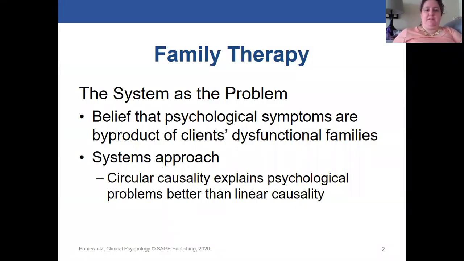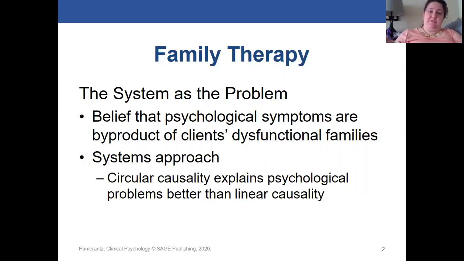So in family therapy, the system is seen as the problem. The system here is the whole family. So it's not one person that's the problem. It's not one relationship. It's the whole family. What's going on with that one person who we call the identified patient, the person who has the eating disorder, the substance abuse problem, the disruptive behavior problem, what's going on with them is indicative of what's going on with problems with the family as a whole. So that is the idea here.